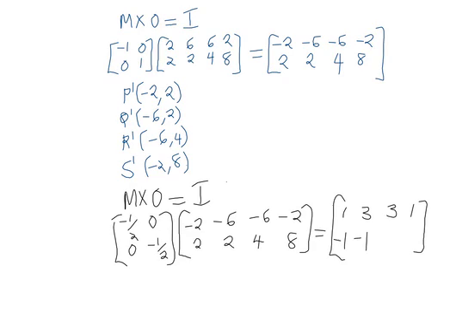Second row in the third column, negative 6 multiplied by 0, which is 0, plus negative half multiplied by 4, which is negative 2. And lastly, we have second row multiplied by the fourth column, which is 0 multiplied by negative 2 to give us 0, plus negative half multiplied by 8 to give us negative 4.